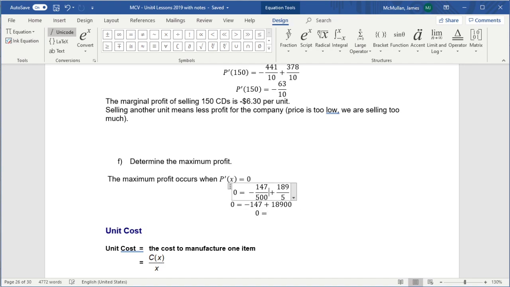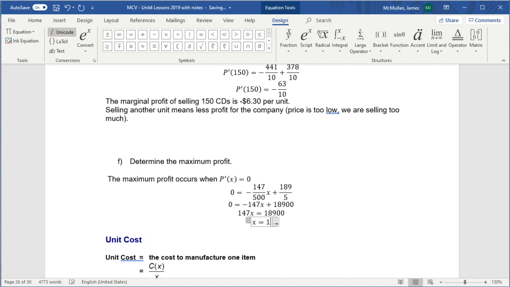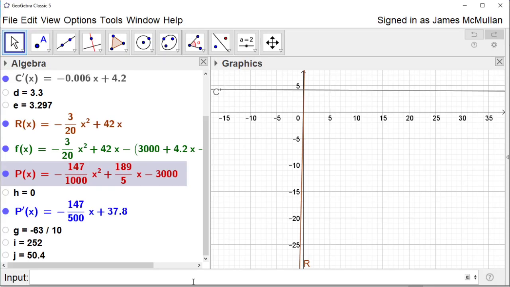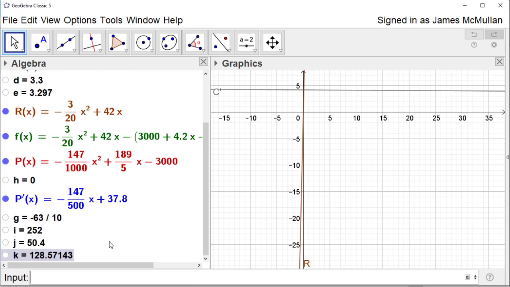Sorry, I guess an x would be helpful. Sorry, I was thinking to myself, this doesn't make a lot of sense. Okay, so we get 147x equals 18900, and therefore x equals 18900 over 147. x is approximately equal to 128.57.